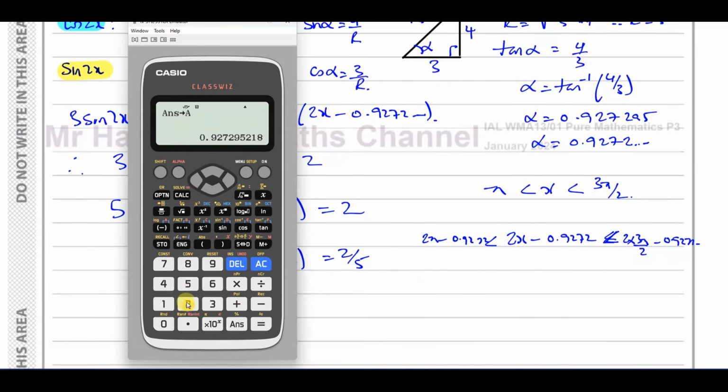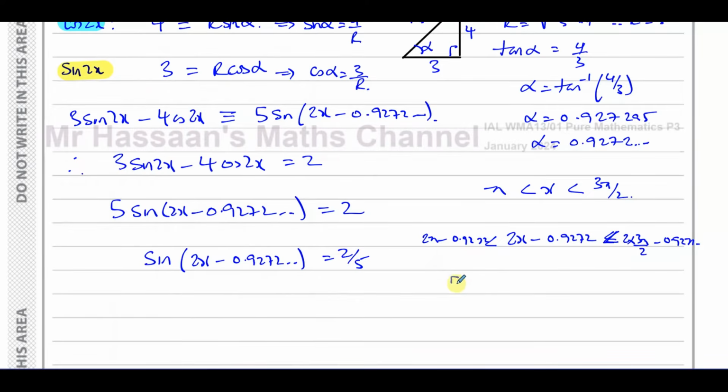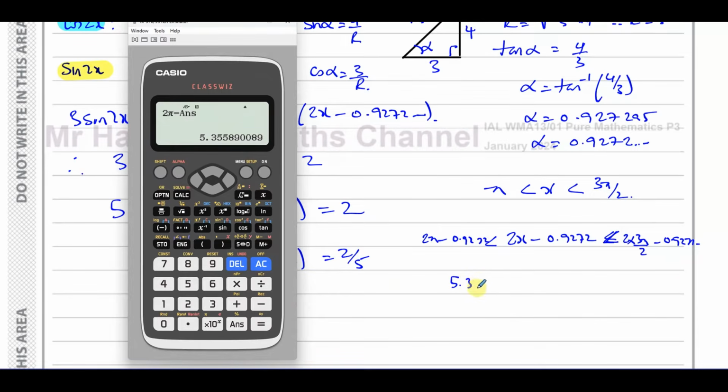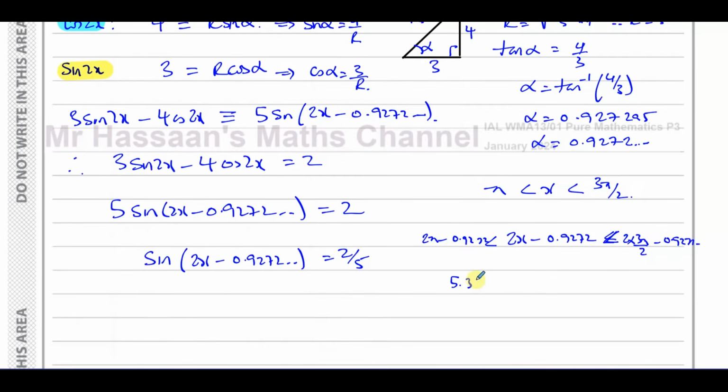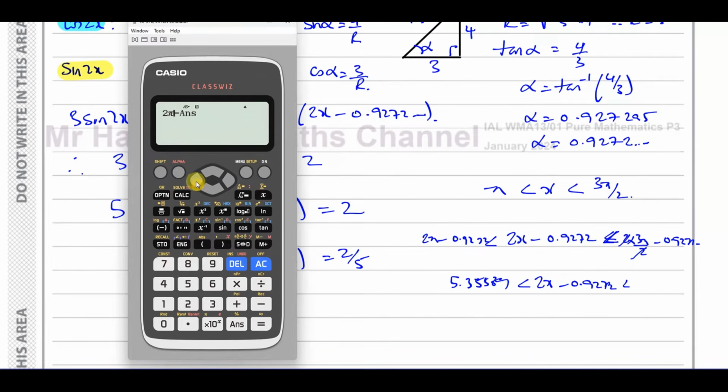So I'm going to work out what the limits are now. So I've got 2 pi minus the answer. That's going to give me 5.3558. So my limit here is 5.35589. And this is your 2x minus 0.9272. And on this side, we're going to have these cancel out. So we're going to have 3 pi minus the answer, because those 2's cancel out.